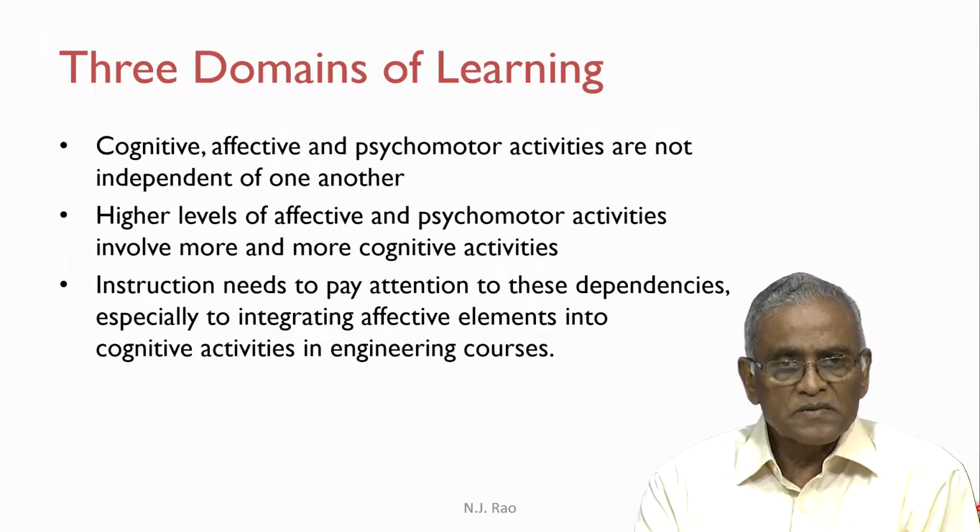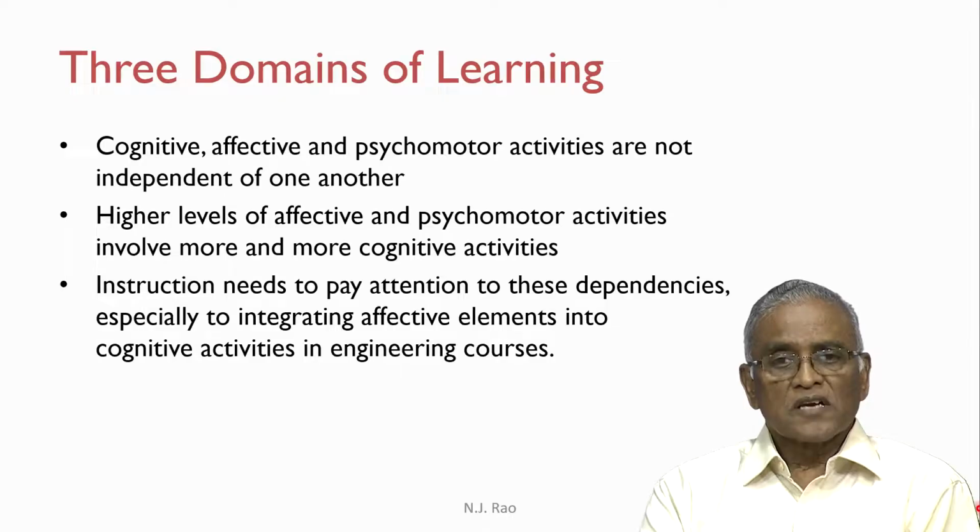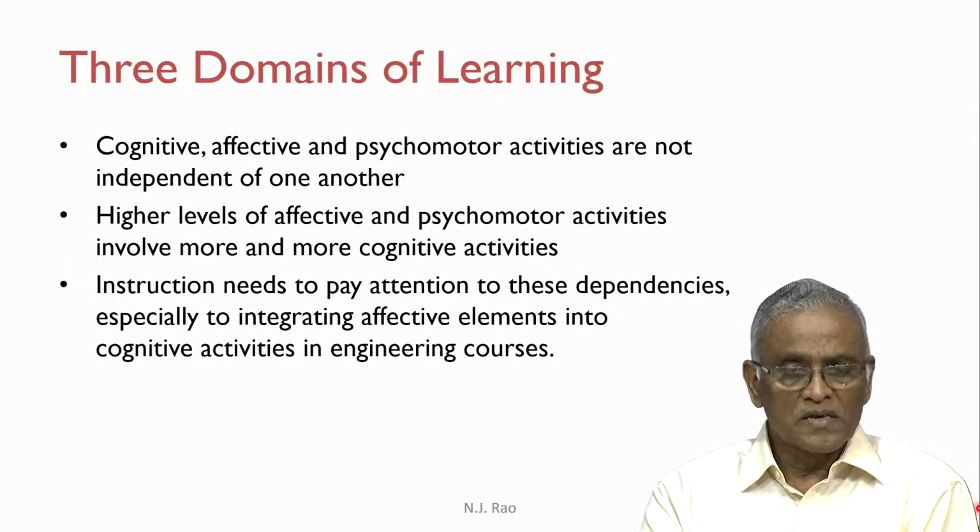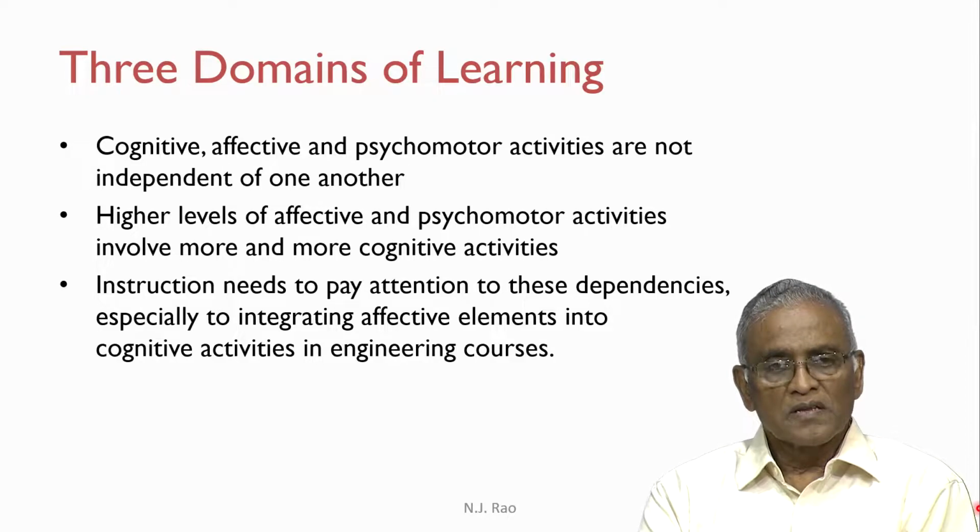Okay, to summarize, cognitive, affective and psychomotor activities strictly speaking are not independent of one another, as we have seen in the taxonomy 1, that is the earlier unit.